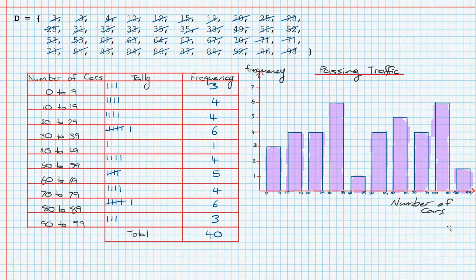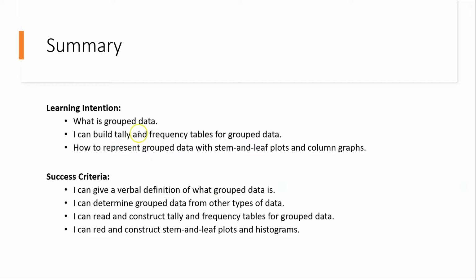Right, cool. So that's how we would use a column graph to represent group data that's already been grouped into a tally and frequency table. So in summary, what we've learned in this particular video is, firstly, what is group data. We then had a look at how to do a stem and leaf plot. Then we did some tally and frequency tables with group data, and finally a column graph from the tally and frequency table.